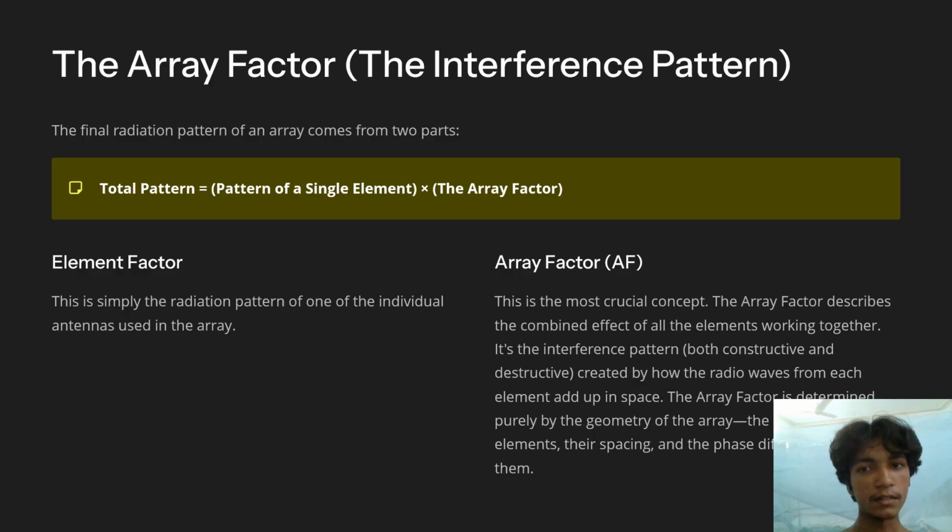The array factor, the interference pattern. The final radiation pattern of an array comes from two parts. Total radiation equals the pattern of a single element times the array factor. Element factor: this is simply the radiation pattern of one of the individual antennas used in the array. And the array factor: this is the most crucial concept. The array factor describes the combined effect of all the elements working together. It's the interference pattern created by how the radio waves from each element add up in space.